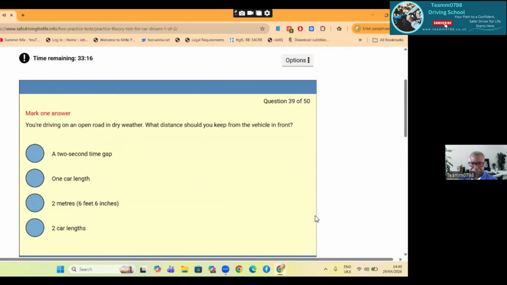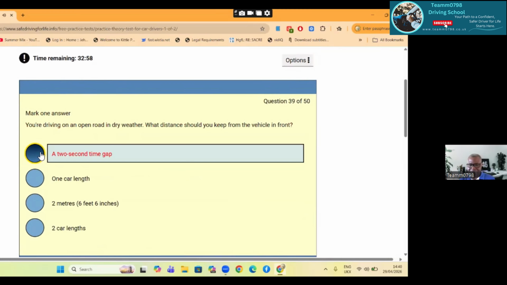Mark one answer. You're driving on an open road in dry weather. What distance should you keep from the vehicle in front? Okay, so dry weather is a 2-second time gap. There's a saying that only fools will break a 2-second time gap. If it's wet, that's doubled to a 4-second gap, but if it's icy, it becomes 10 seconds.